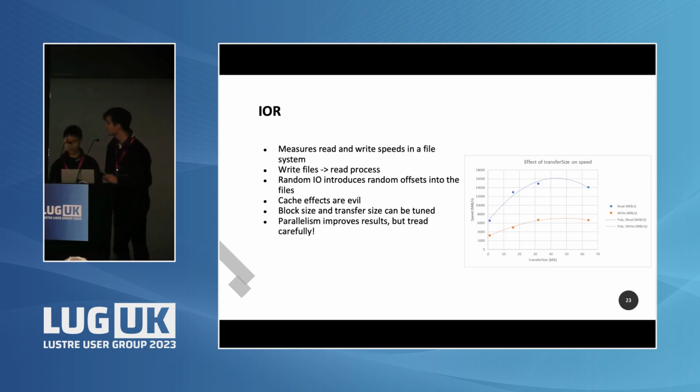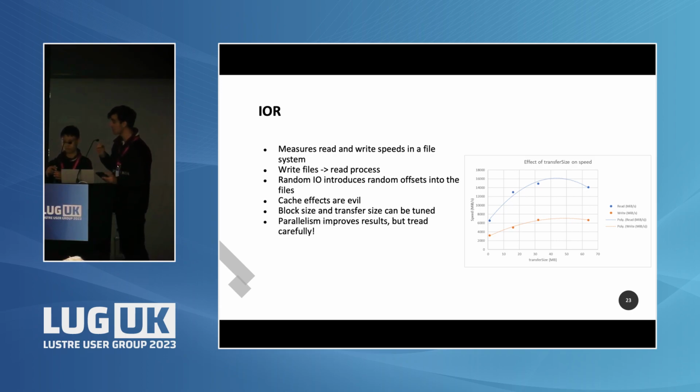So the first benchmark we were asked to do is the IOR benchmark. That is for measuring the read speeds and the write speeds in the file system. It does that by writing some huge files of rubbish and testing how long it takes to write them, and then it tries to read them and tests how long that takes.